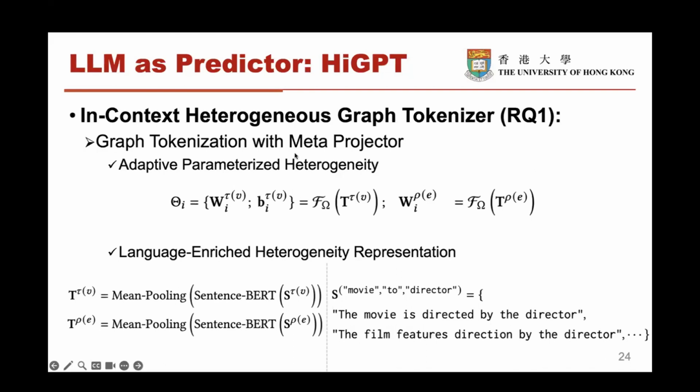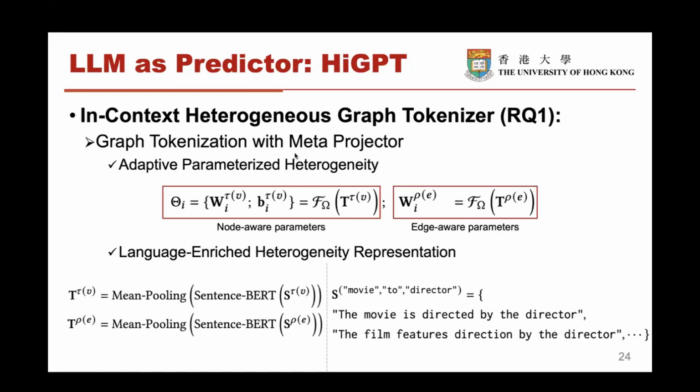To deal with those limitations, we propose the adaptive parameterized heterogeneity. In particular, we introduce node type feature T tau and edge type feature T rho to encode node-aware parameters and edge-aware parameters. For exact embeddings of node type feature T tau and edge type feature T rho, we present to leverage language as a unified representation to encode heterogeneity.